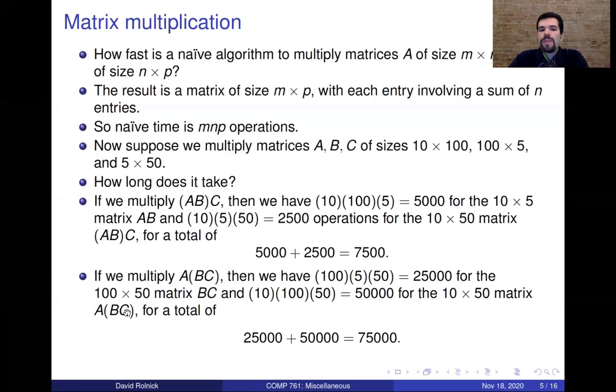And then to multiply BC times A, we have a 100 by 50 matrix BC. We're multiplying that by A, which is 10 by 100. So we have 10 times 100 times 50, 50,000 for the second multiplication. So the total is 25,000 plus 50,000, so 75,000. It's 10 times as much, just by changing the order in which we do the multiplication.